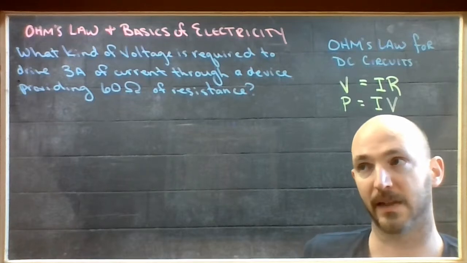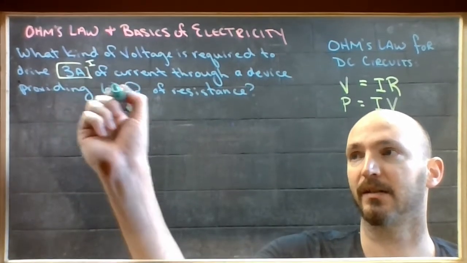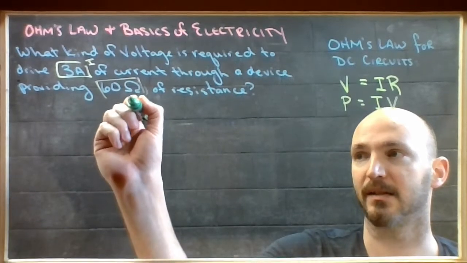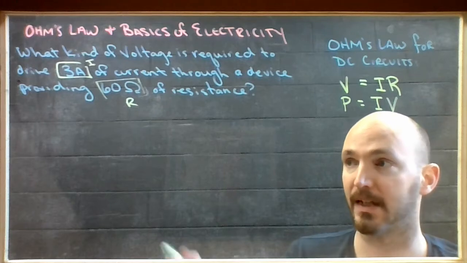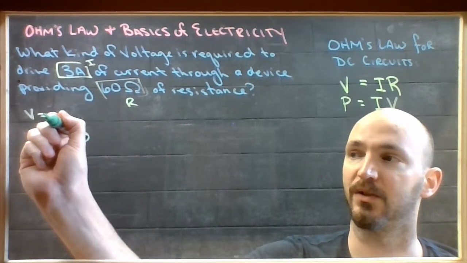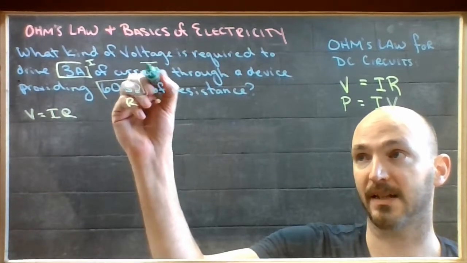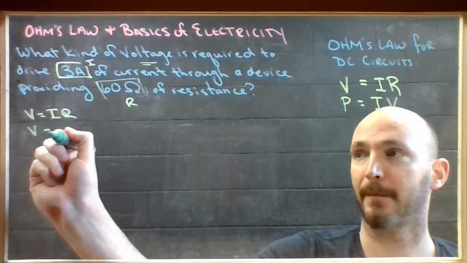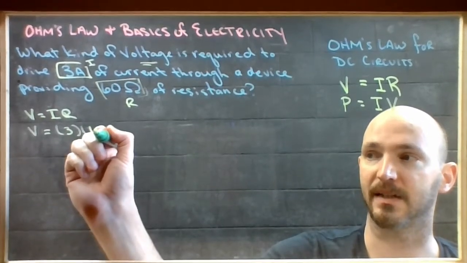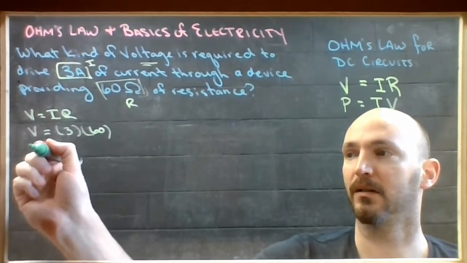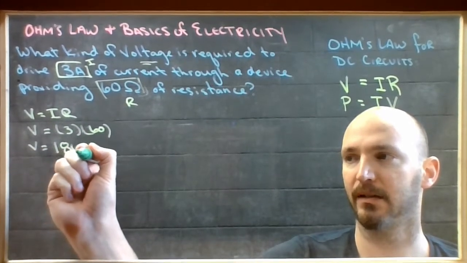Well, again, you just circle your things there. This is a current and this is a resistance. So in my Ohm's law, we just write that out. Voltage is current times resistance. This I don't know, it's asking me for it. Current is 3. Resistance is 60. And so that's going to give me a total of 180 volts.